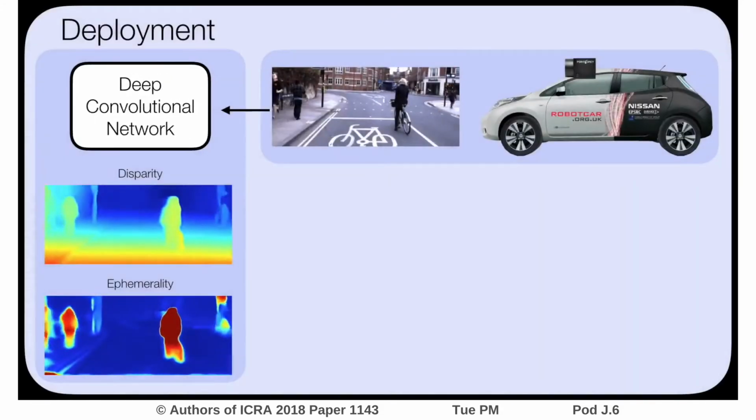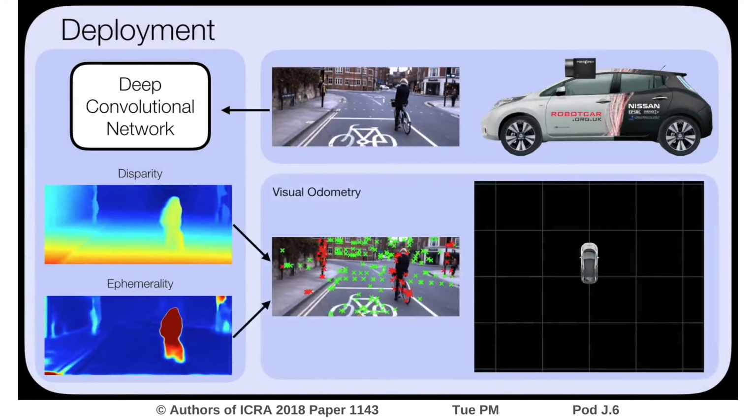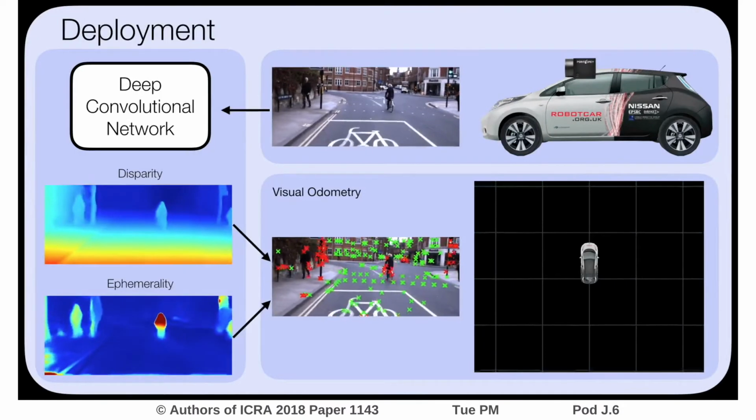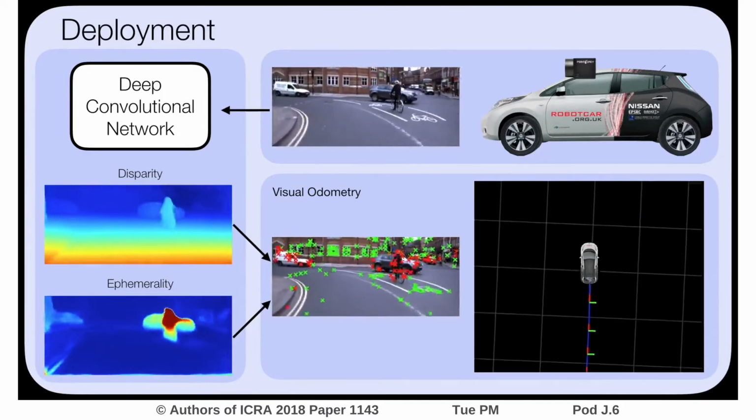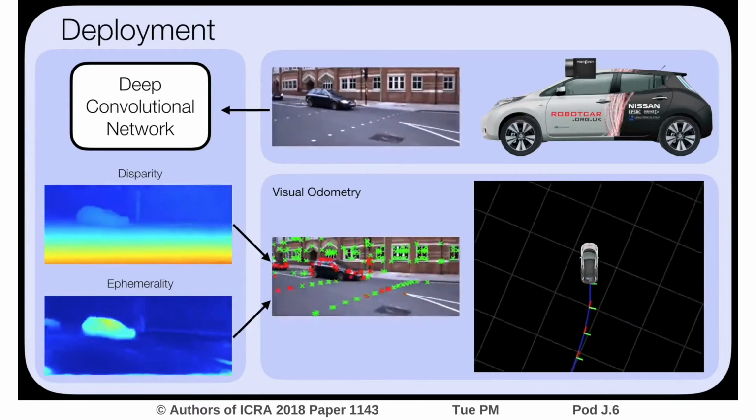At runtime, we use a vehicle only equipped with a monocular camera and produce live disparity and ephemerality masks. These outputs are fed to a sparse or dense visual odometry system. The disparity prediction gives our pose estimates the correct metric scale, and the ephemerality masks enable robustness to distractor objects.